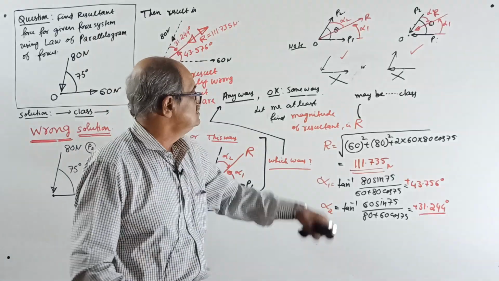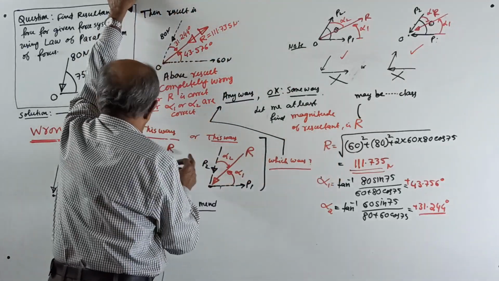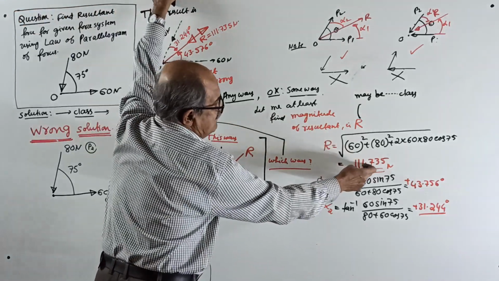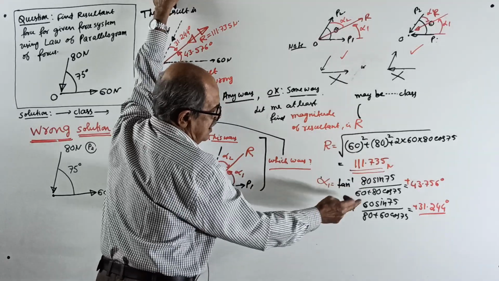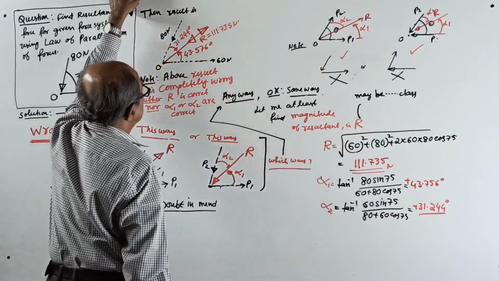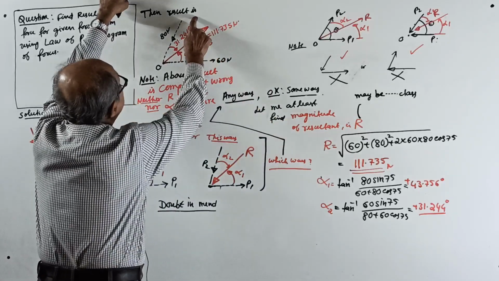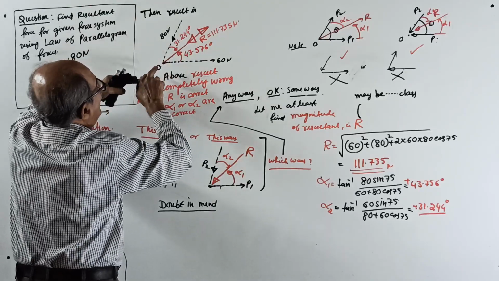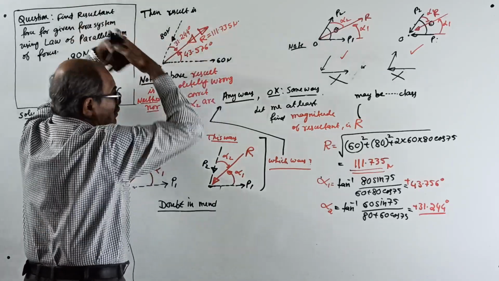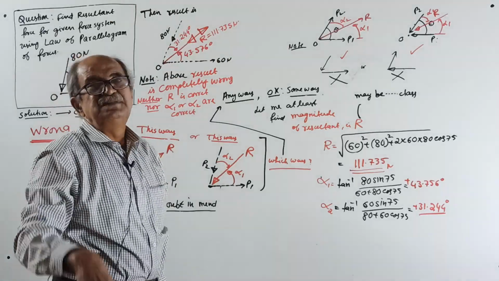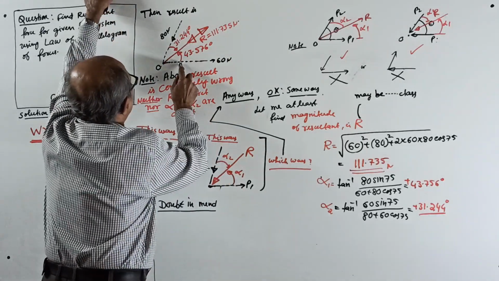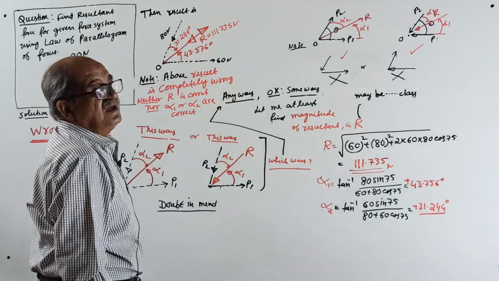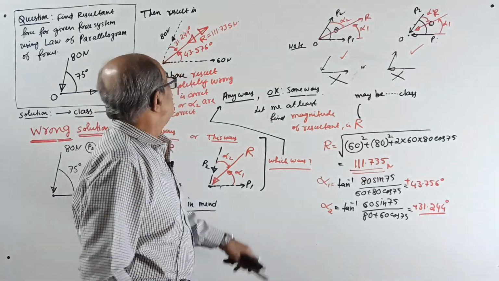Then that is also wrong. Resultant equals square root of 60 square plus 80 square plus 2 into 60 into 80 into cos 75. I wrote the answer, 111.735. Alpha 1 and alpha 2, you know the formulas, substitute and you get the answer. Then the resultant is, see here, this way, okay some way, 111.735. That also is wrong, and the angle is something like this. Remember, this is completely wrong.